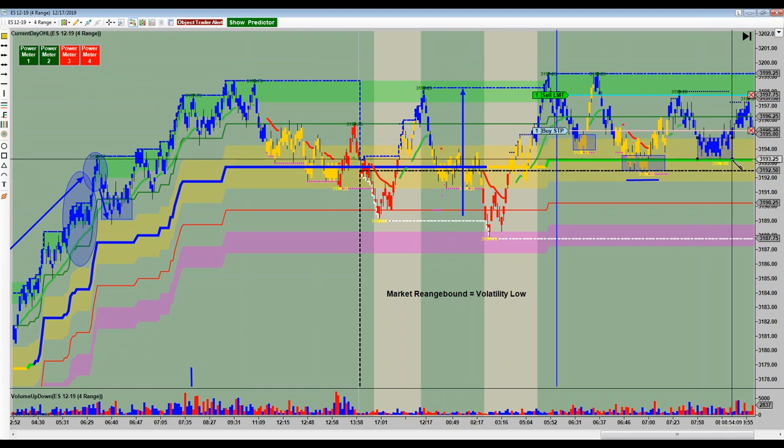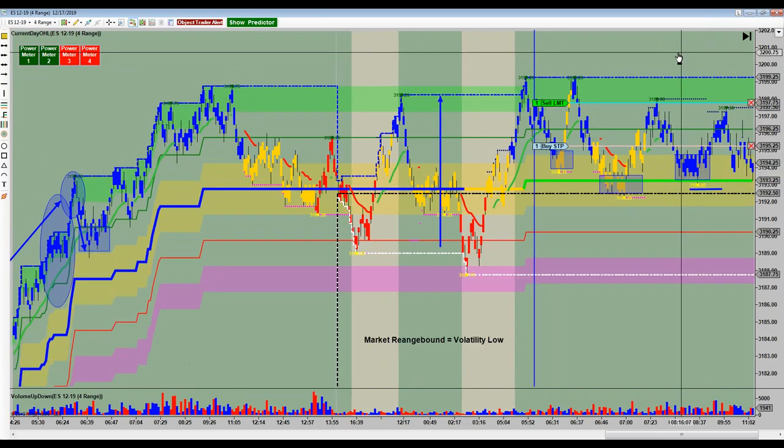Same darn place. You would have done exactly the same thing. OT region box, limit order, market buy down in here. In this case, your initial stop would be right here, 2 or 3 ticks under the bottom of that box. And did you get the scalp?